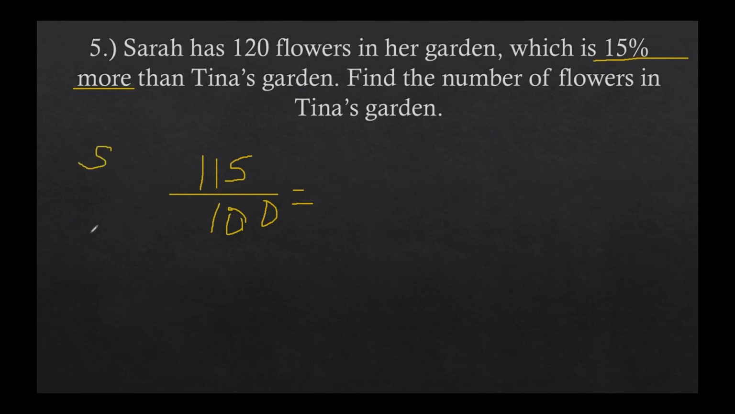Sarah's on the top, right? Sarah has more than Tina, so Sarah's on top. So if it says Sarah has 120 flowers, 120 is here, X is on the bottom. Again, we cross multiply and divide. How many flowers does Tina have?